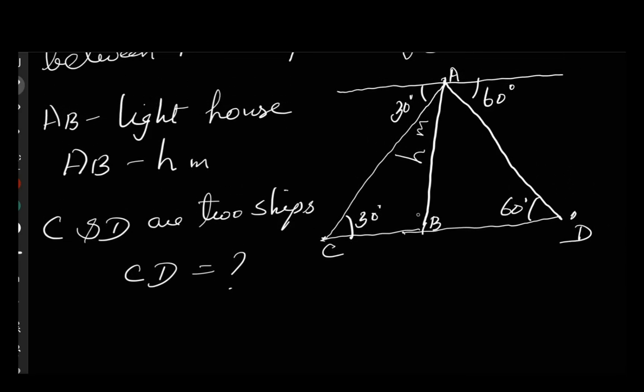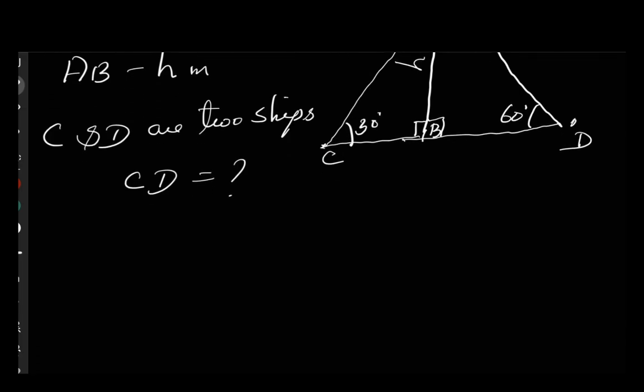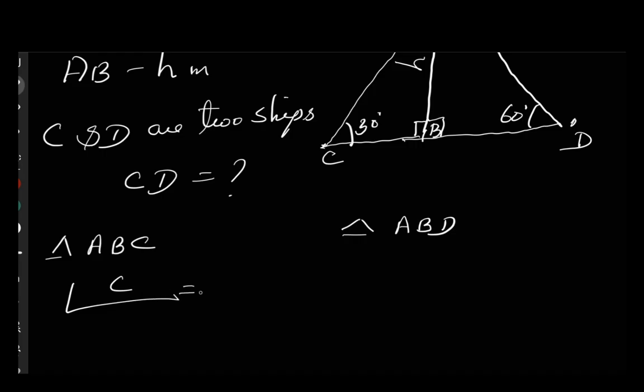I consider the two triangles, both are right angle triangles. Right angle is at B. So one is triangle ABC, the other one is triangle ABD. Angle C is equal to 30 here. Angle D is equal to 60 here. So on either side you are getting here ACB and here ADB.